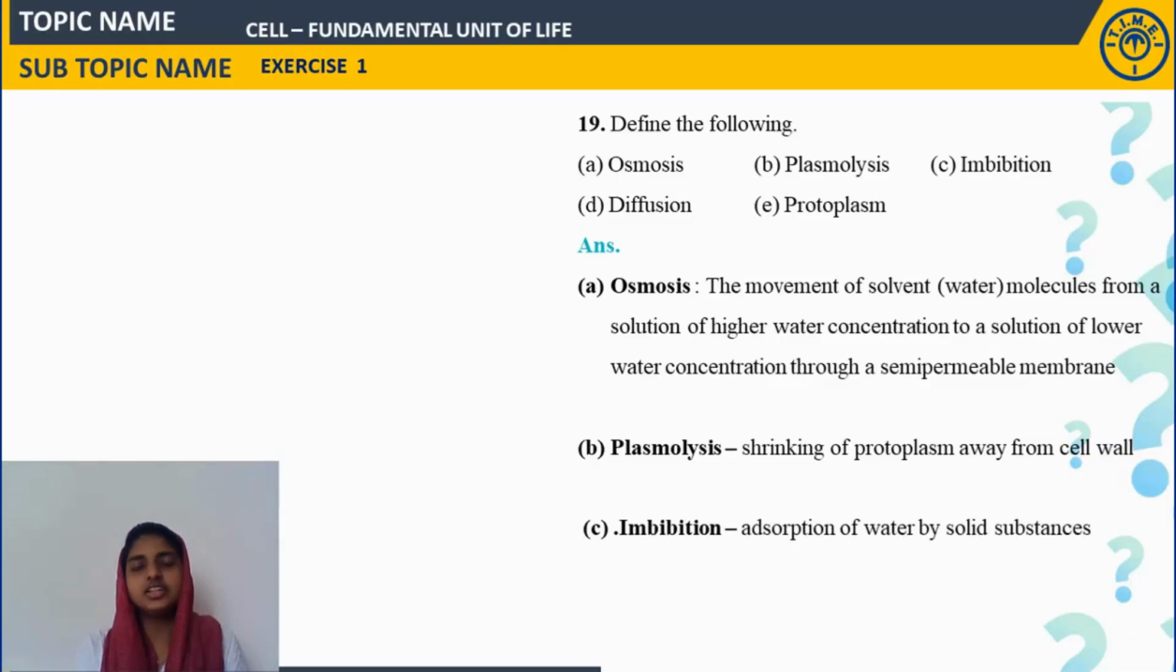So imbibition is the adsorption of water by a solid substance. A very good example is placing seeds inside water for germination. When seeds are placed inside water, the seed starts to take up water and starts to increase in size. So the process in which a solid substance absorbs or adsorbs water is what we call imbibition. Okay. Fine. Now what is diffusion?